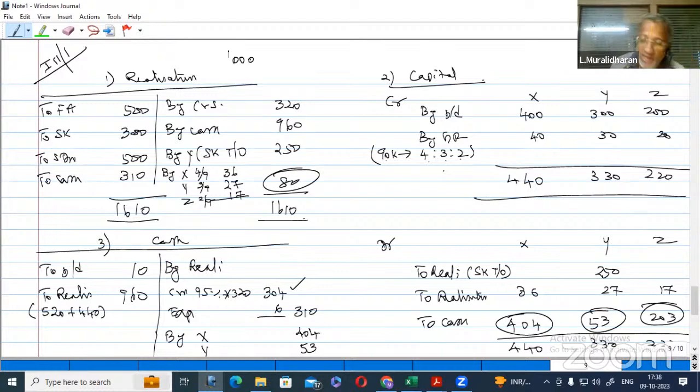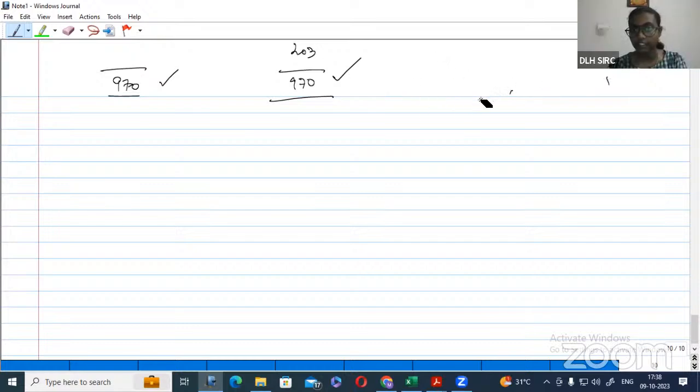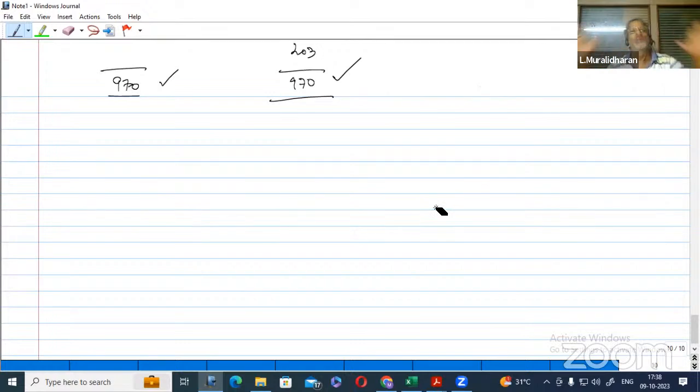So it is not necessary that I note working note number 1, creditors payment 95% into 320 is 304. It's not like that. Are you understanding what I'm telling? If it is part and parcel of the solution itself, it is working notes. So you don't have to tell that it is working notes.